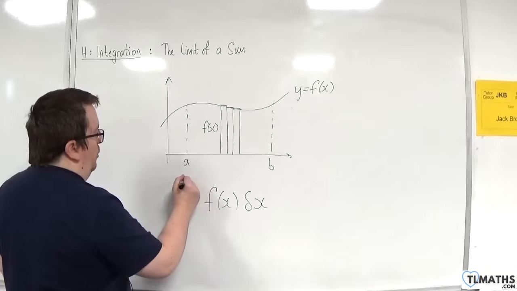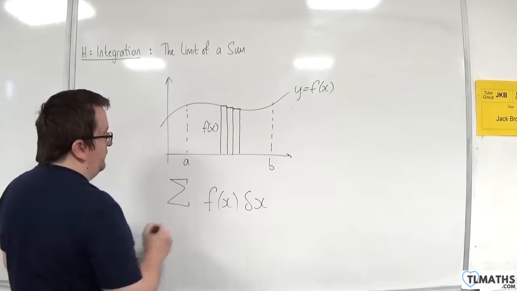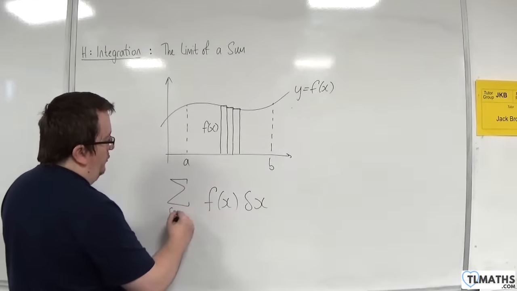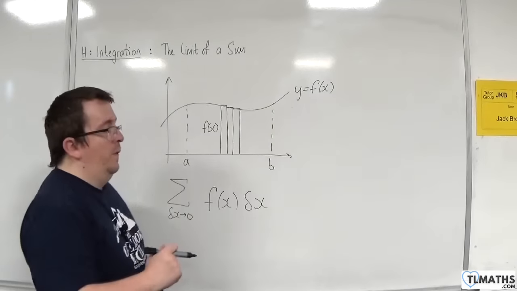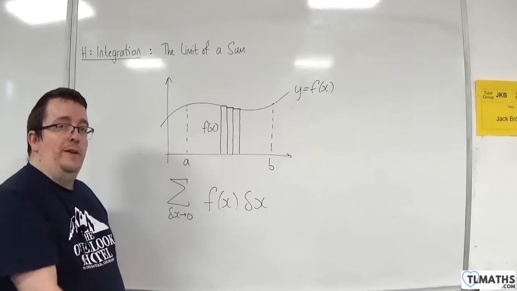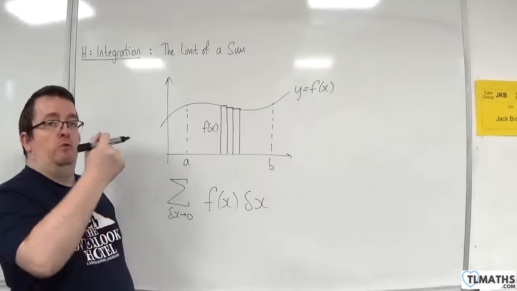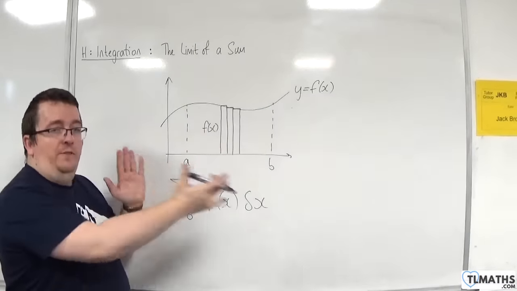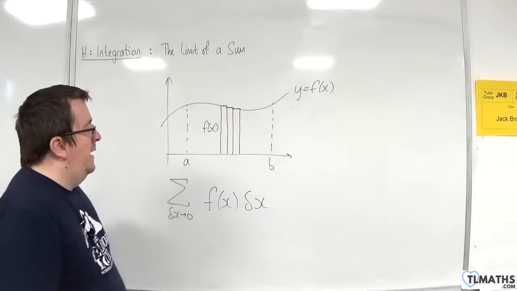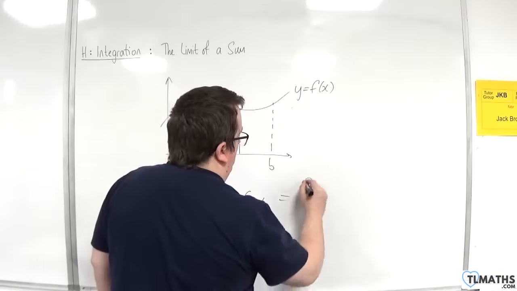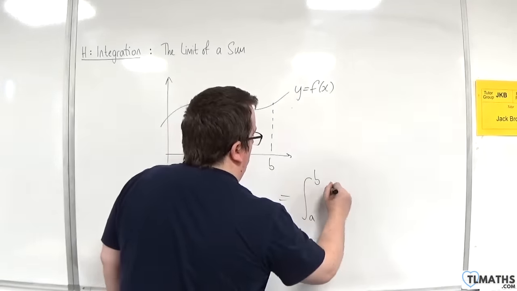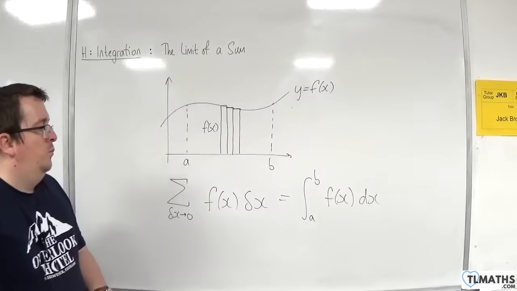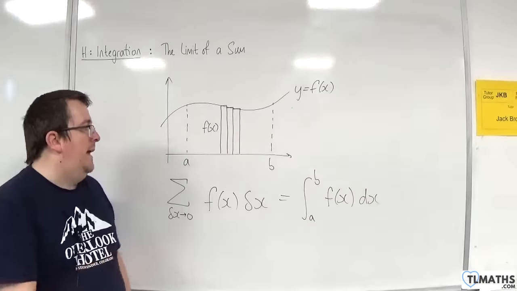And I'm going to add all of those together, and I'm going to let delta x tend to zero. What that does is it makes the width of each of those rectangles smaller and smaller and smaller, until you're adding up an infinite number of infinitesimally thin rectangles, and that will give you the integral of f of x with respect to x between a and b.